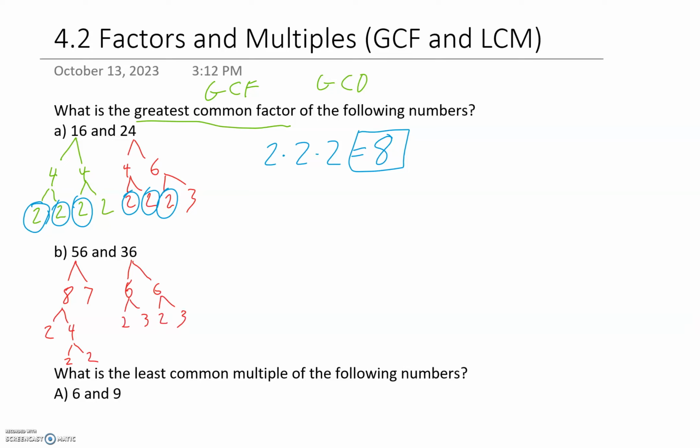and I really should have used different colors, but that's okay. There is a 2, there is another 2. A 7 and a 2 are not the same as a 3 and a 3, so that's where we have to stop. There are two 2s here, and so our greatest common factor is 4.